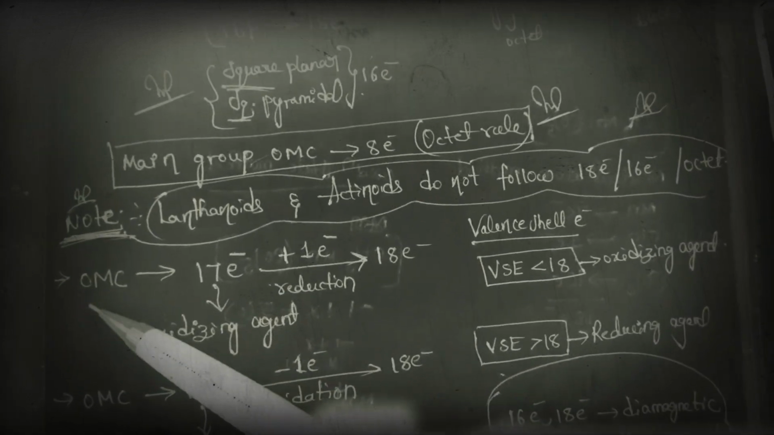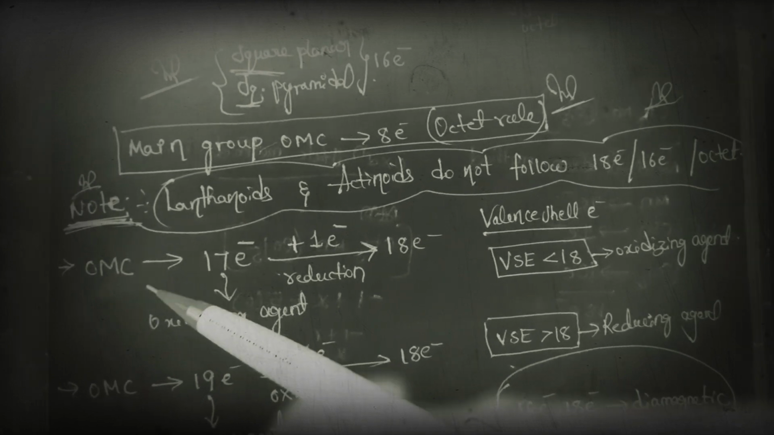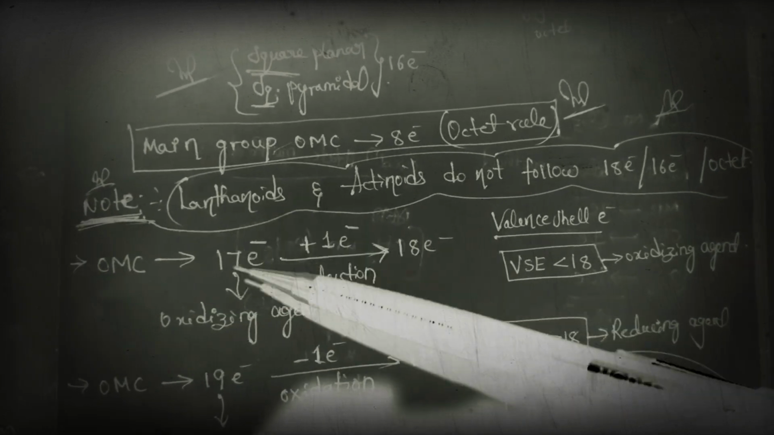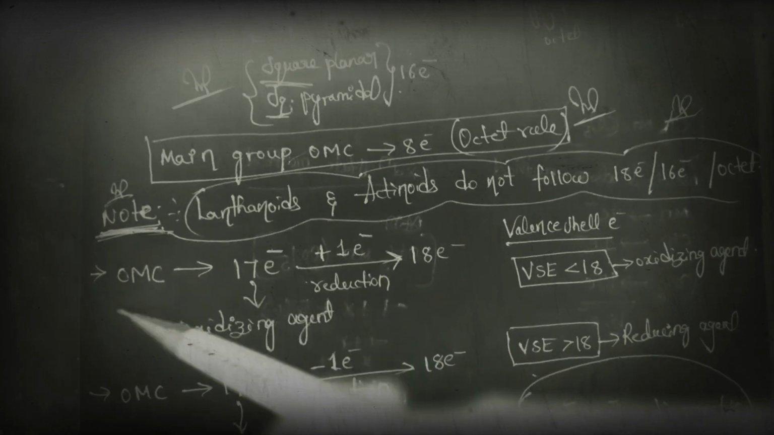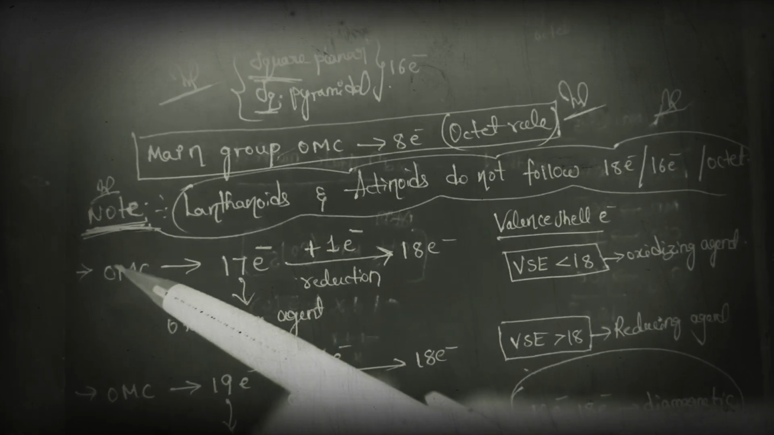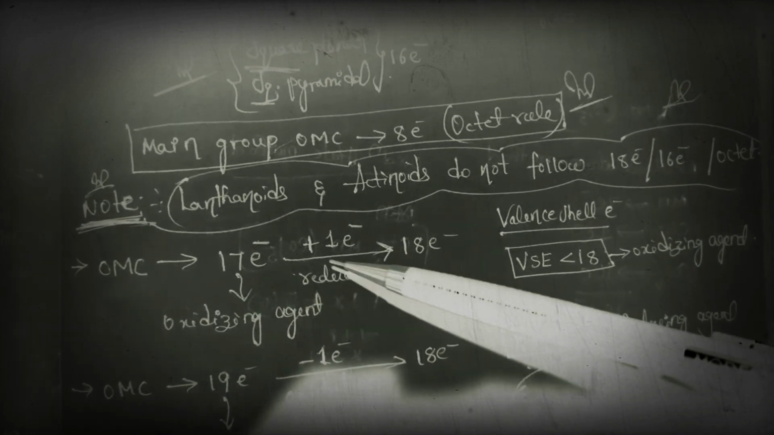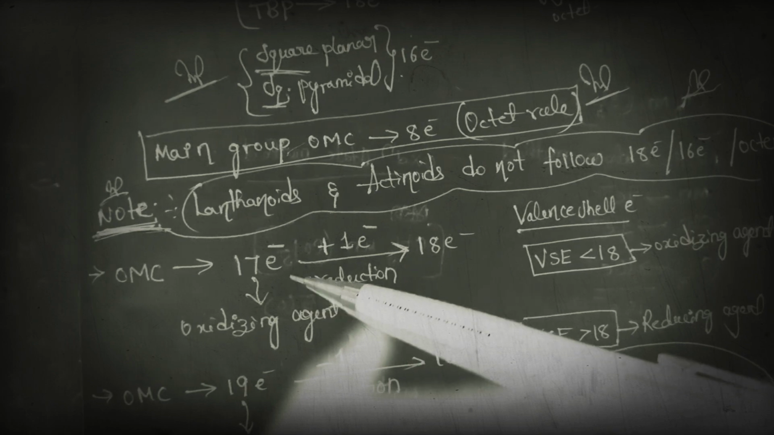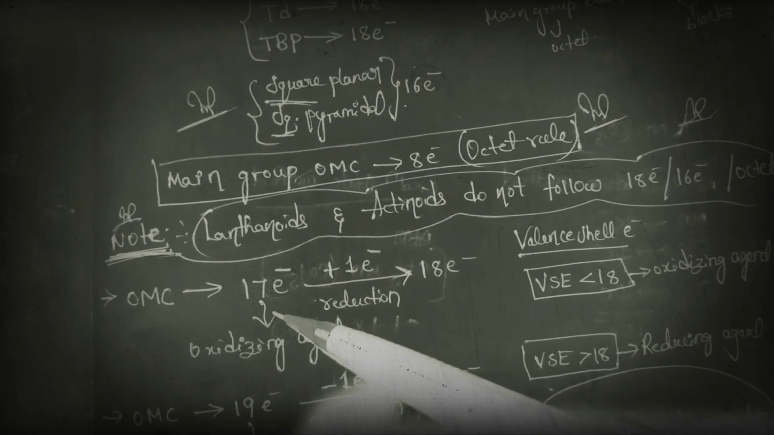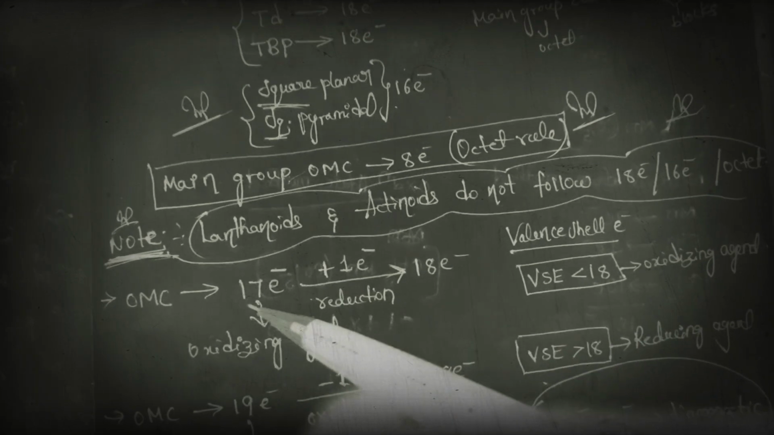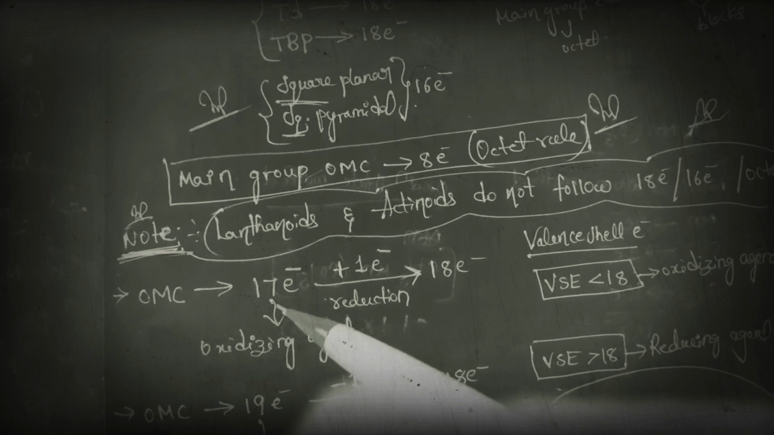If they have given an organometallic complex to us, and we have counted the number of electrons, and here we got 17 electrons. We know that for this organometallic complex, 18 electrons are required for stability. But here we have only 17 electrons, meaning it requires one electron to get stability, so it will take one electron.